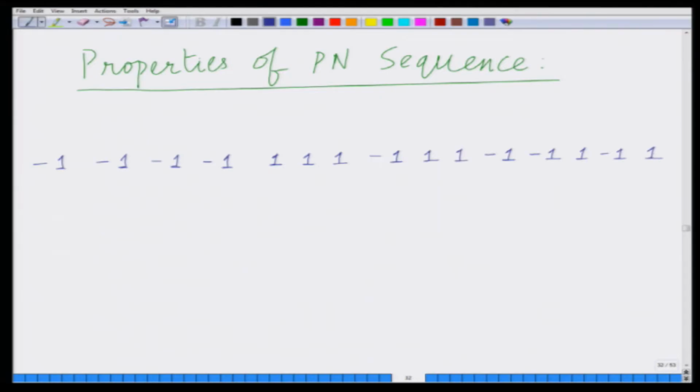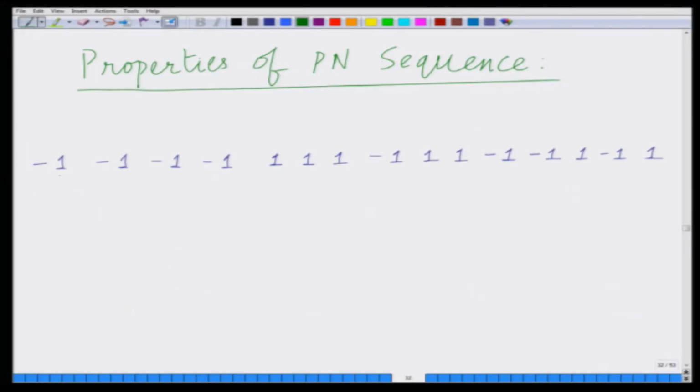This is a sequence, as we have already seen, a sequence of length 15. Now, let us calculate the number of plus ones and minus ones in this sequence.